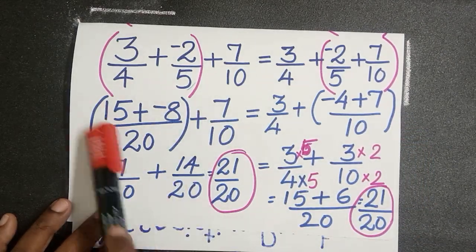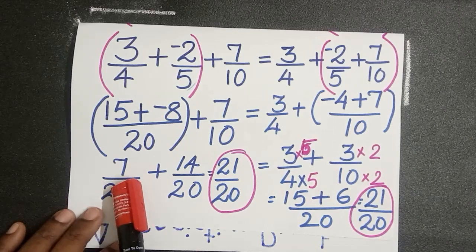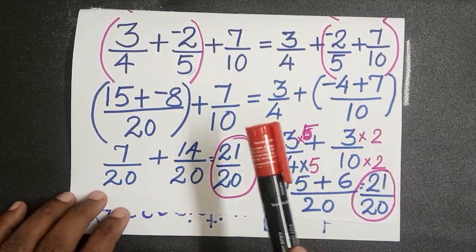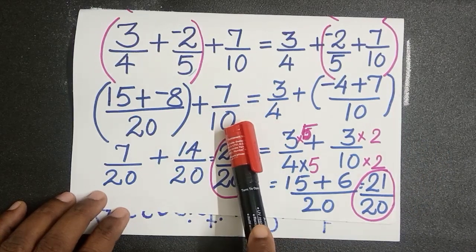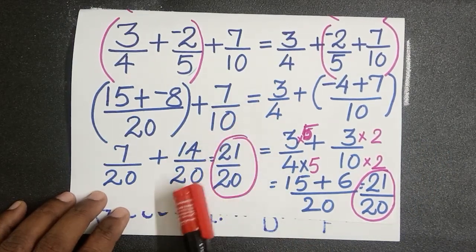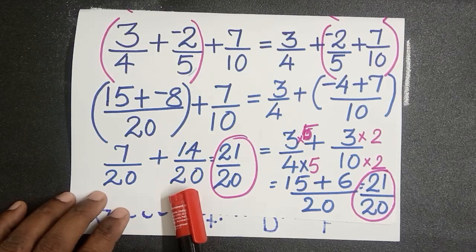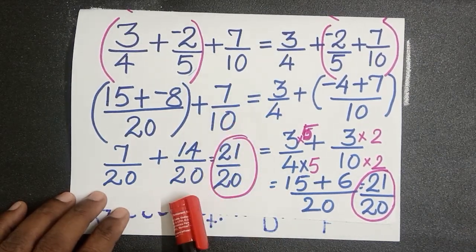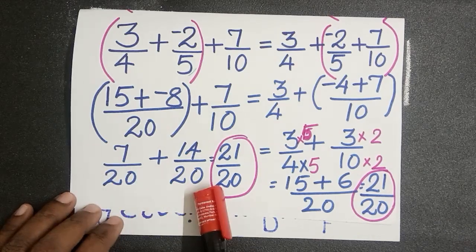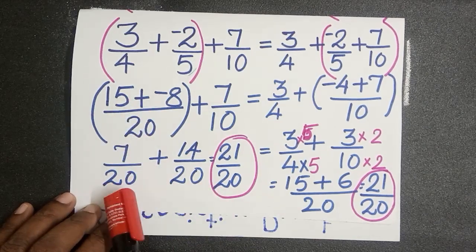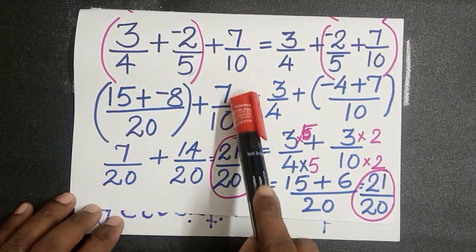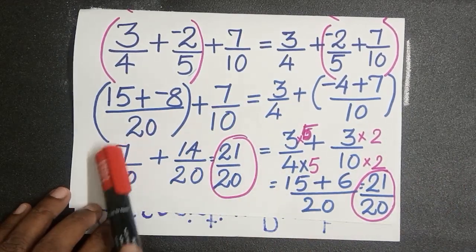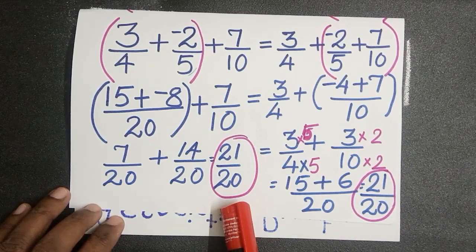So when you operate these two, what will you get? 7 upon 20 and then we have 7 upon 10. 7 upon 10 when you convert to a rational number with the denominator 20, you will get 7 2s are 14, 10 2s are 20. So you got two rational numbers here. Sum of these two is 7 upon 20 and this rational number converted into 14 upon 20. So when you add, you got 21 upon 20.